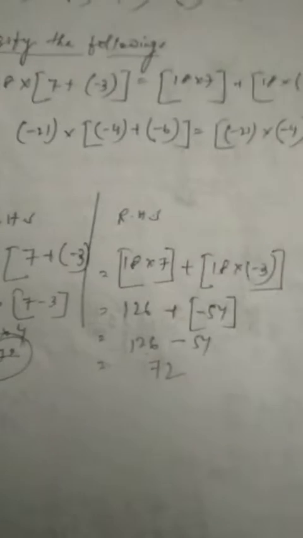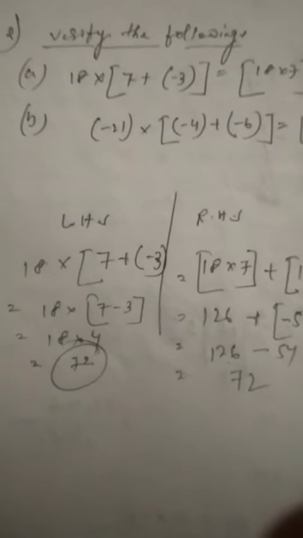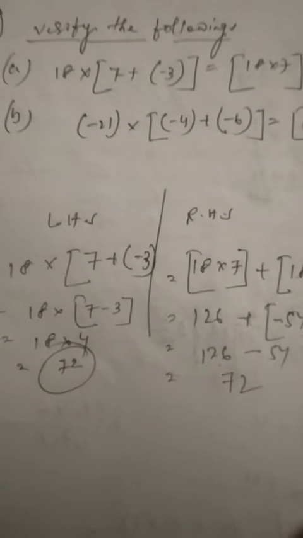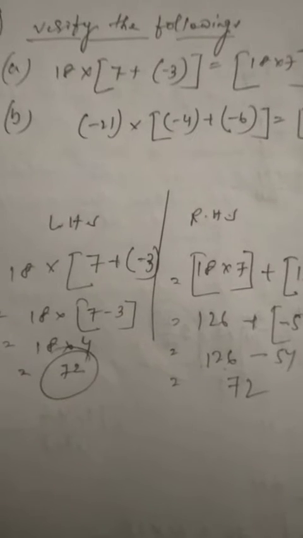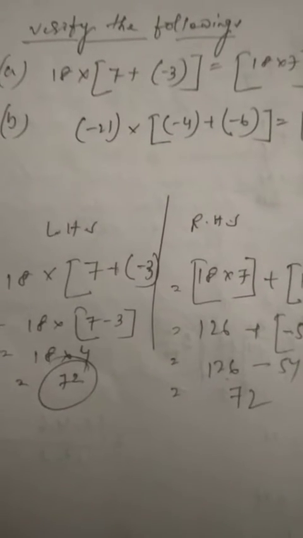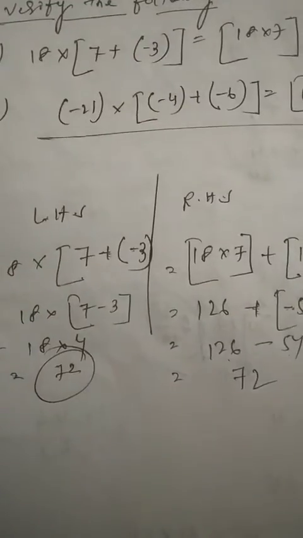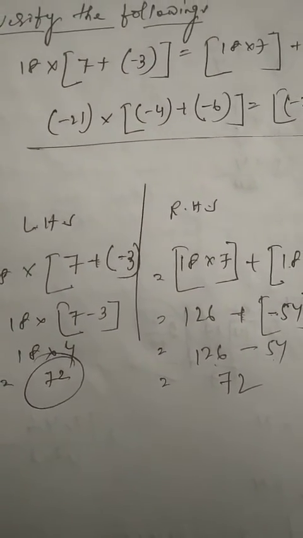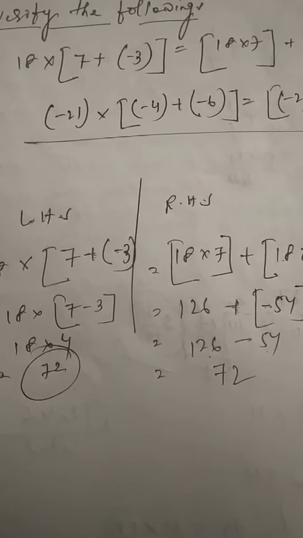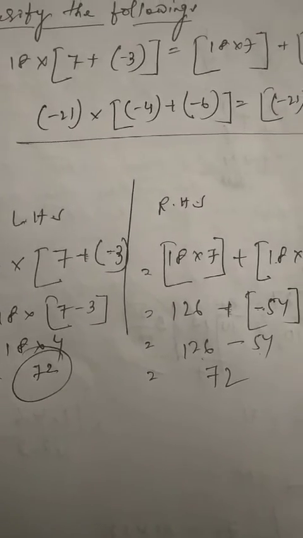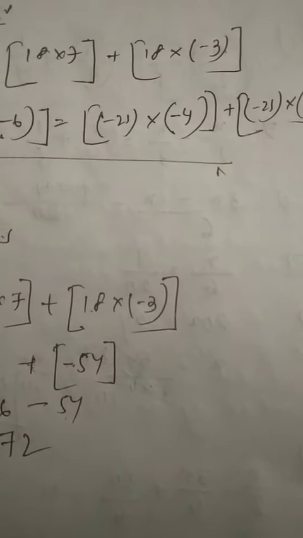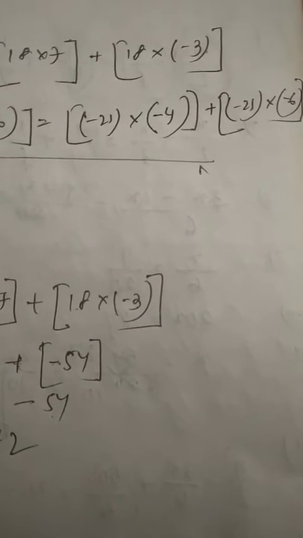72. So children, here we can see we got equal values on both the LHS and RHS. So it means it's correct. In the next question, we are going to solve in a similar process: minus 21 into minus 4 plus minus 6. And the other side is minus 21 into minus 4 plus in bracket minus 21 into minus 6.